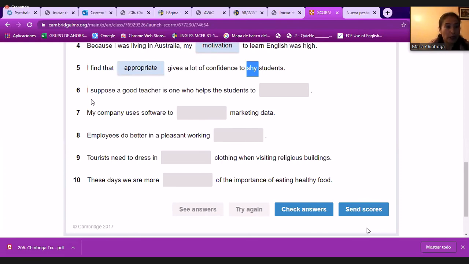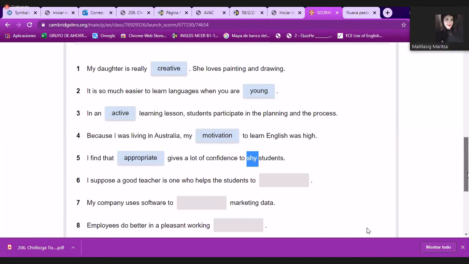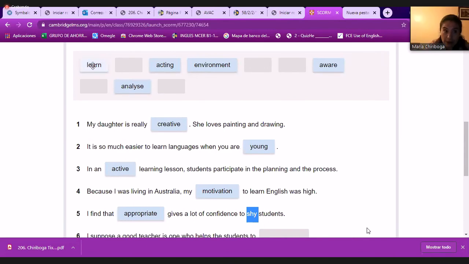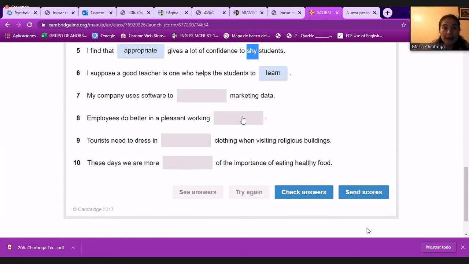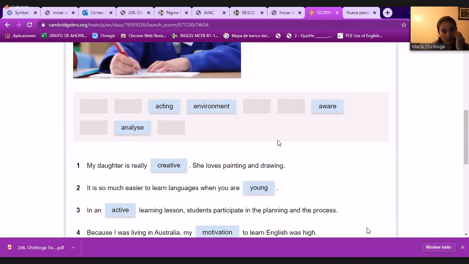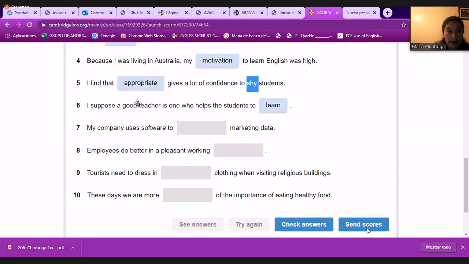Yeah. I suppose a good teacher is one who helps students to blank. Who is a good teacher, please? Okay, somebody said learn, maybe. Let's put, I suppose a good teacher is one who helps students to learn. Okay, maybe. Let's see the answers later. My company uses software to blank marketing data. What could be, guys? Analyze. Okay, thanks. I think it could be correct. Okay, we will check the answers later. My company uses software to analyze marketing data.